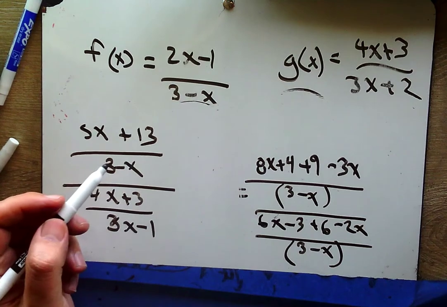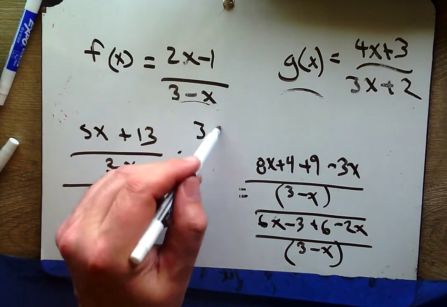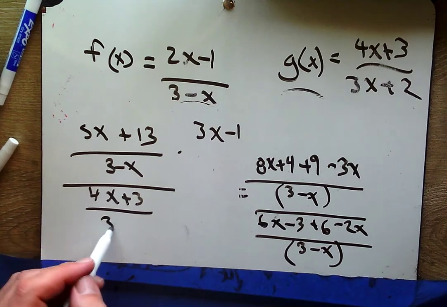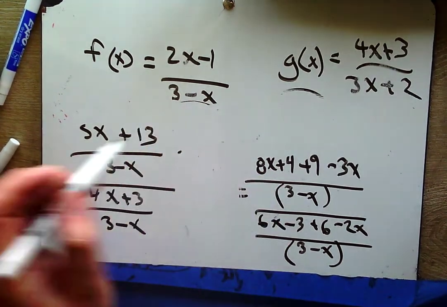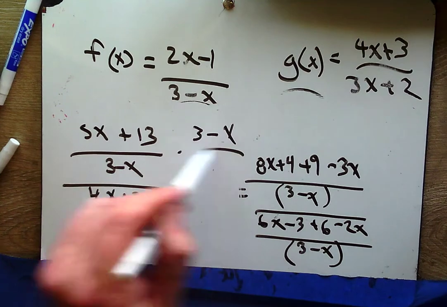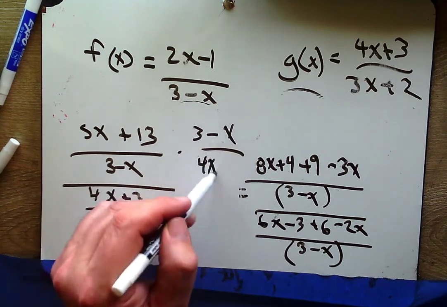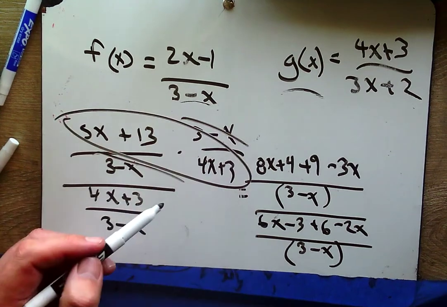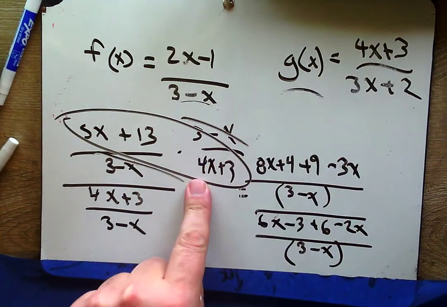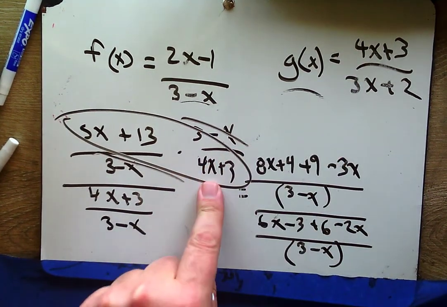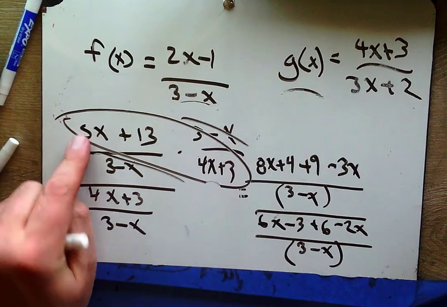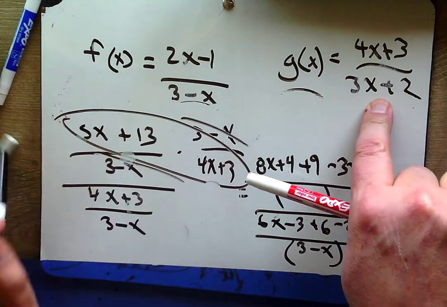And if I flip and multiply, sorry, that's 3 minus x. I'm going to have 3 minus x over 4x plus 3. These cancel, and I'm left with that. I do see a 4x plus 3, but here I have it in the denominator, and here I have it in the numerator. And this time I have a 5x plus 13, and that is not x.